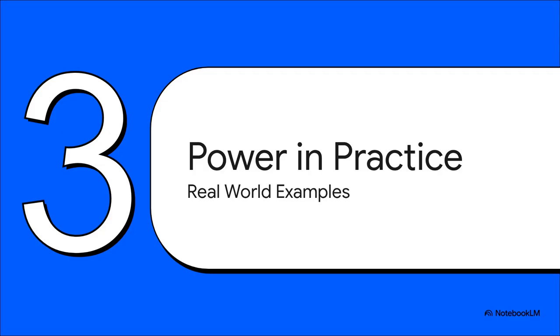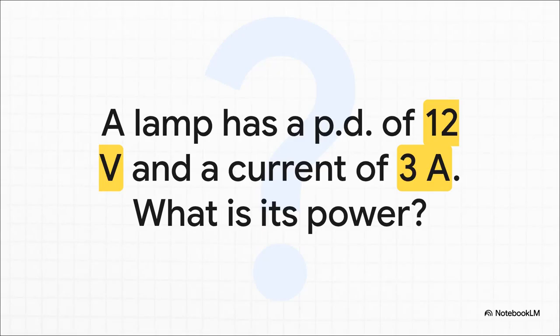Okay, so the theory is neat and tidy, but how does this stuff actually work out in the real world? Let's put this new formula of ours to the test with a couple of real-world examples. All right, here's a classic problem. We've got a lamp, we know the push across it is 12 volts, and we know the flow going through it is 3 amps. The question is pretty simple. What's the power of the lamp? How many joules of energy is it cranking out as light and heat every second?